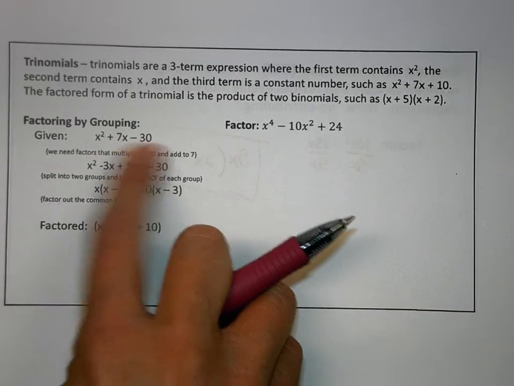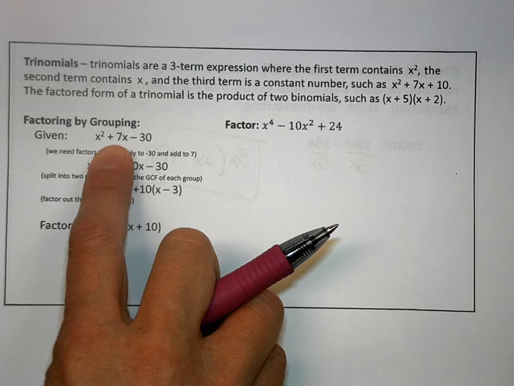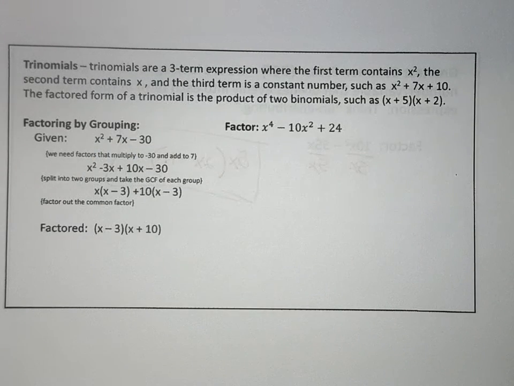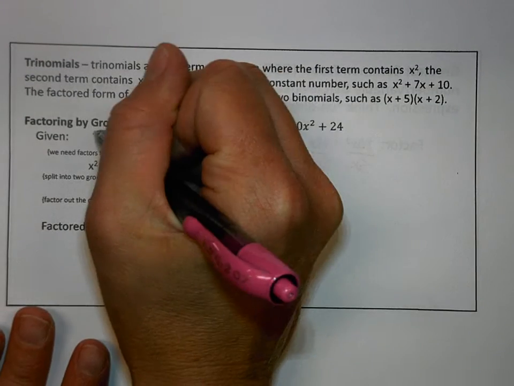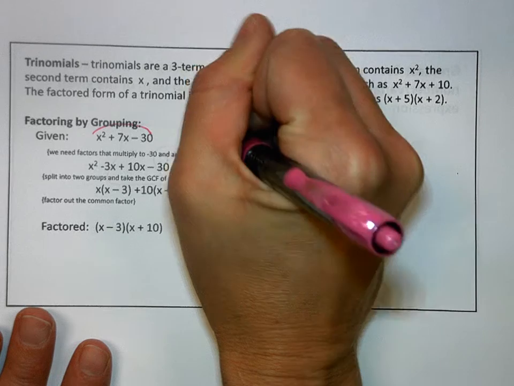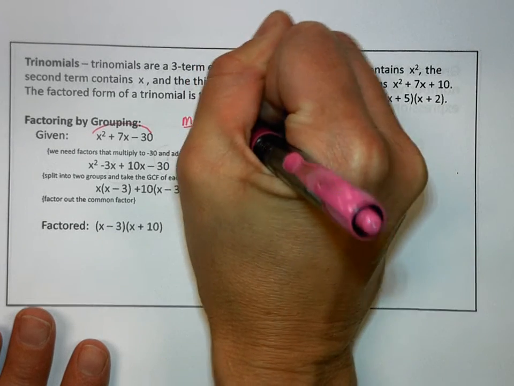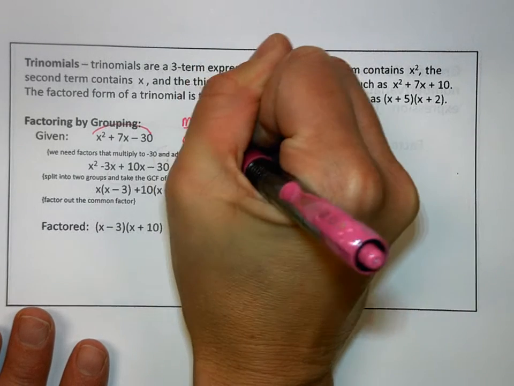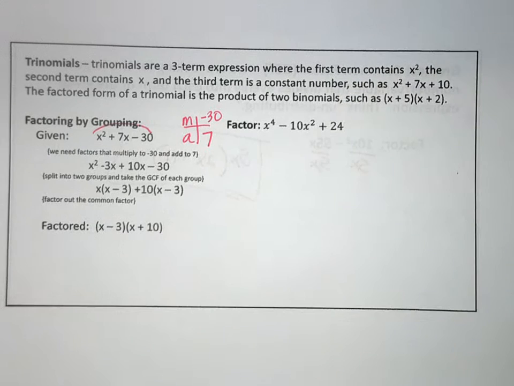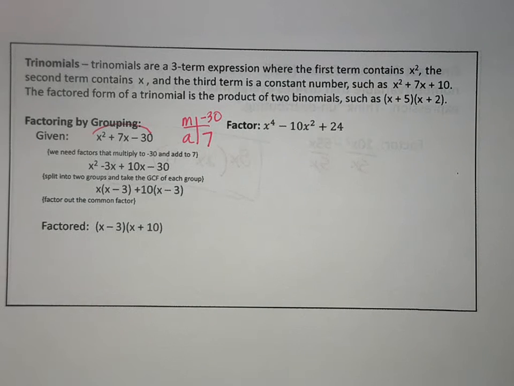So that's when we have 3 terms. Remember that on these, we have our multiplication term, which is negative 30, and our adding term, which is 7.